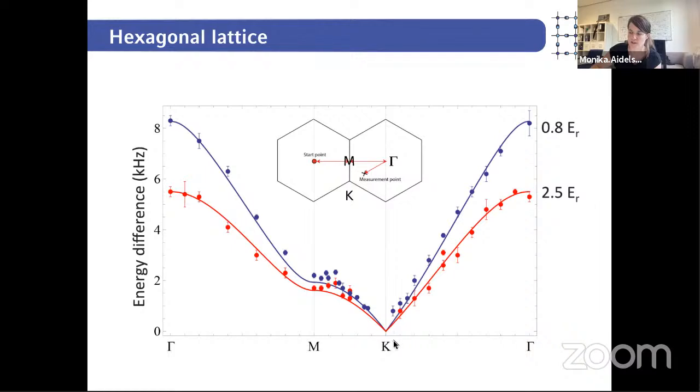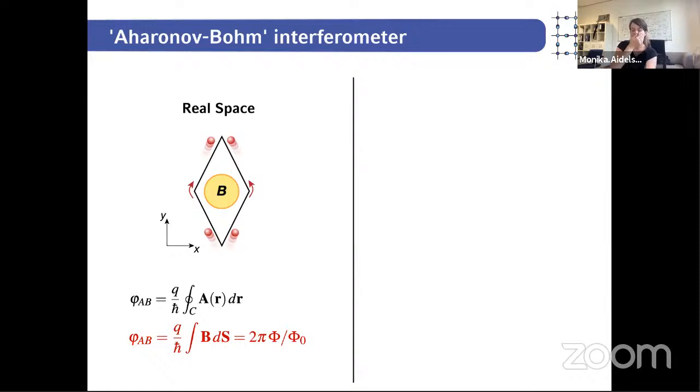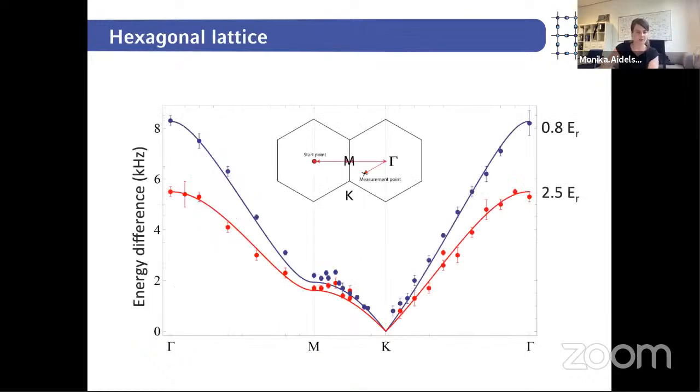And then, of course, here the measurement doesn't work anymore. The frequency will become smaller and smaller. And using this data, one can actually very nicely calibrate the lattice depth. So by just fitting the shape of this energy gap, you can extract here that the lattice potential is 0.8 E recoil deep or 2.5 E recoil deep. Okay, so now this has been the scalar part.